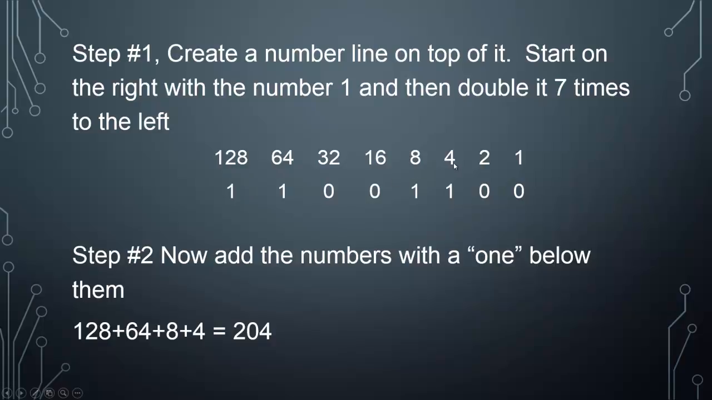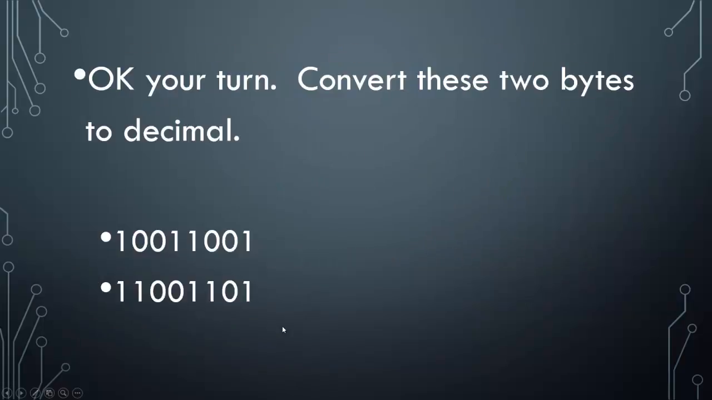So 128, 64, 8, and 4. You can also do 1 times 128 is 128, 1 times 64 is 64, 0 times 32 is 0, 0 times 16 is 0, whatever makes sense to you. But for me, it's just easier to say, okay, I just need to count the ones, so I have 128, 64, 8, and 4, and then that becomes 204.